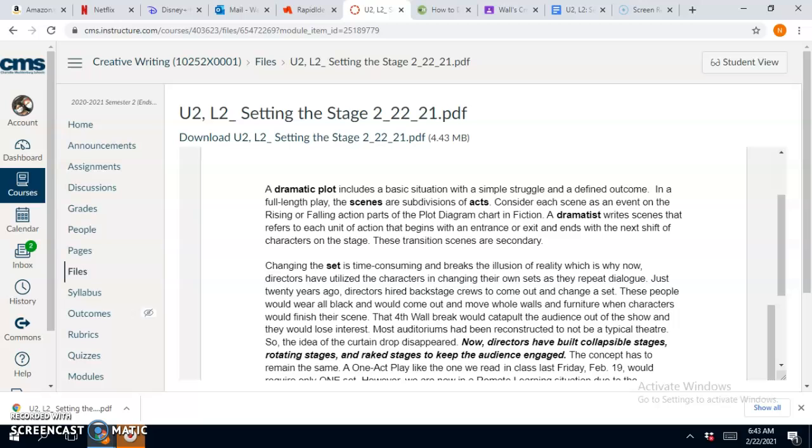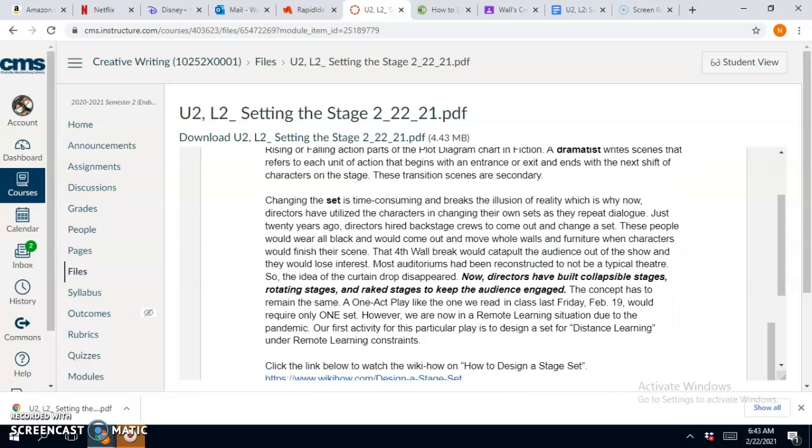So now in the 21st century, you end up having a new type of director who has already kept that in mind. They don't really drop or close curtains anymore. They do, but it's not as relevant as it used to be back in the day. Directors now build collapsible stages, rotating stages, and raked stages to keep the audience engaged. I've seen it myself with my own eyes.